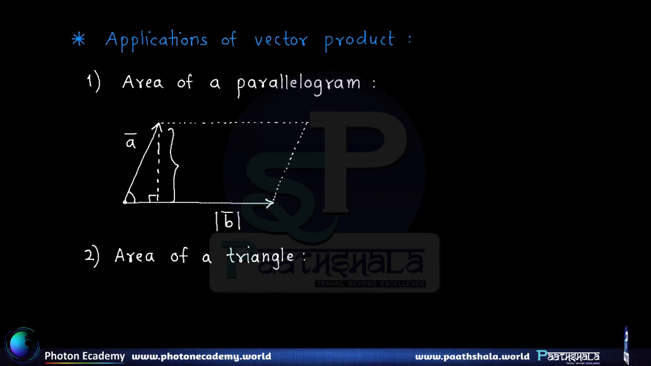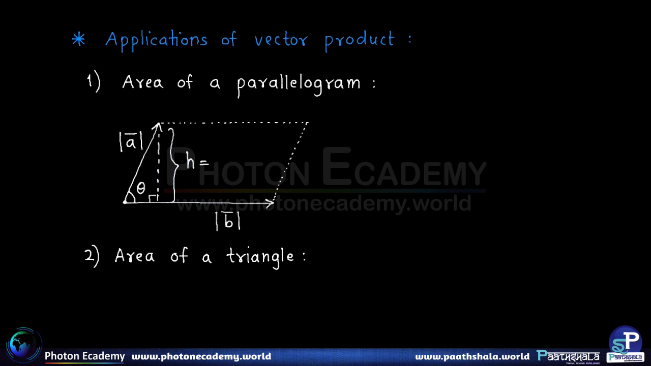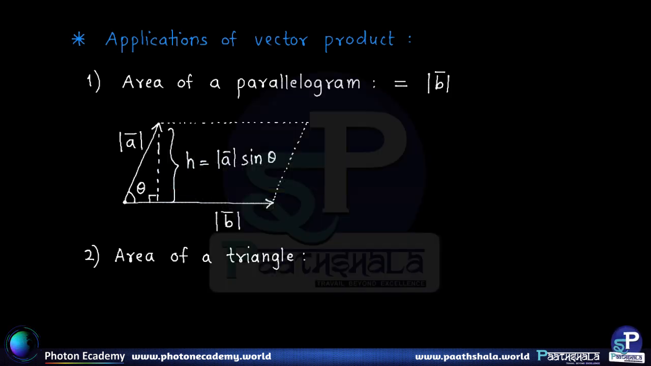Now if you consider the angle between a bar and b bar to be theta and the other side is magnitude of a bar, then clearly the height is nothing but mod a sine theta, because that's the opposite side of theta. Therefore the area of the parallelogram turns out to be mod b, which is the base as we call it, multiplied by the height, which is mod a into sine theta.